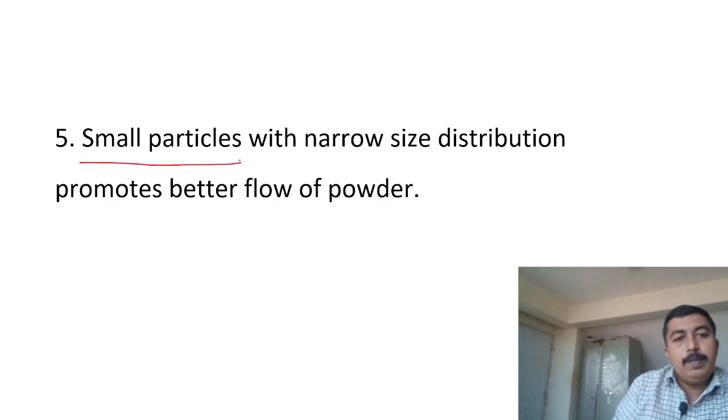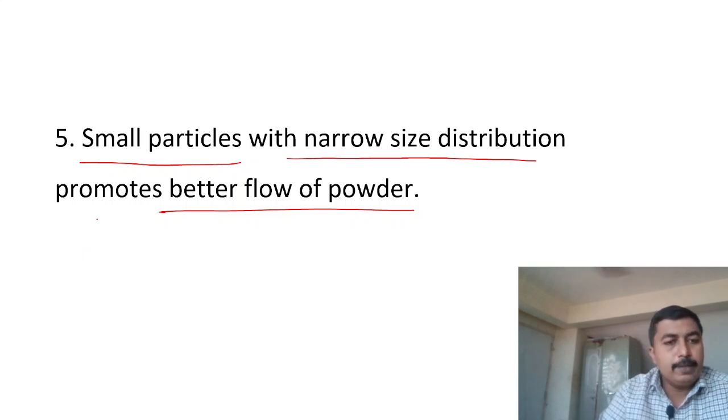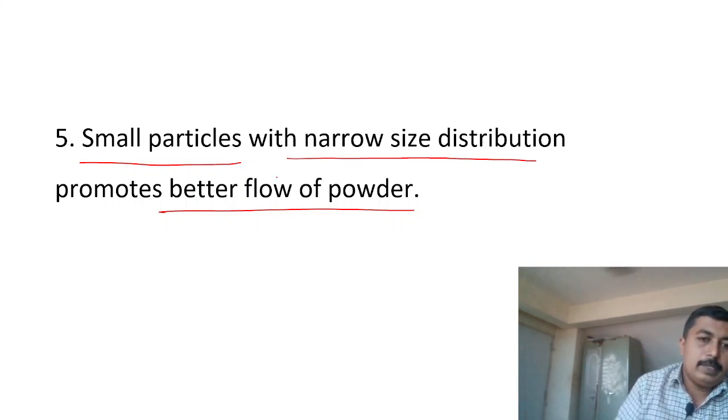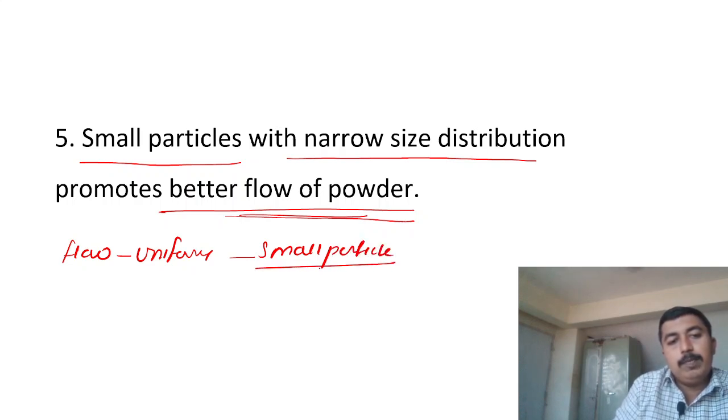Next, small powder particles with narrow size range are responsible for better flow of powder. This is especially applicable for solid dosage forms like tablets and capsules. So, for preparation of tablets and capsules, we require sophisticated equipment, tablet compression machines, and powder must have proper flow properties, proper flow behavior. So, a flow is uniform if we have small powder particles. And that's why for uniform flow, we require small powder particles.